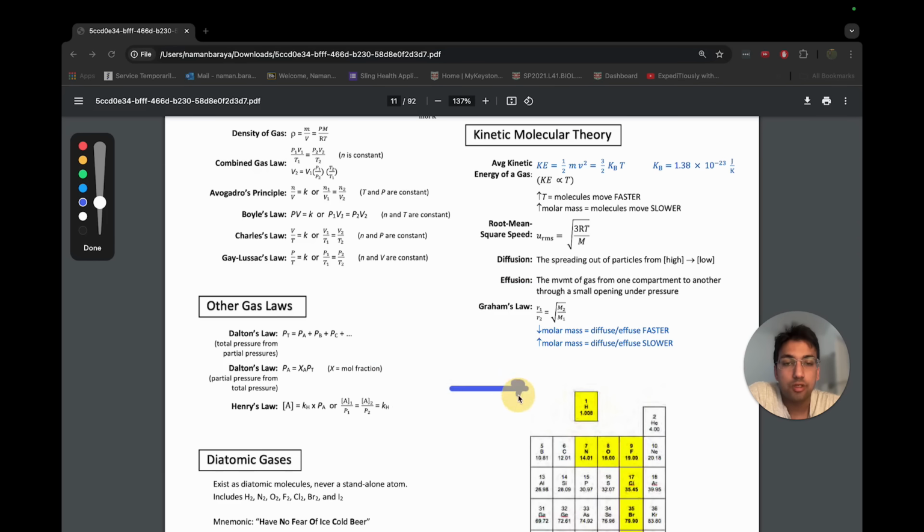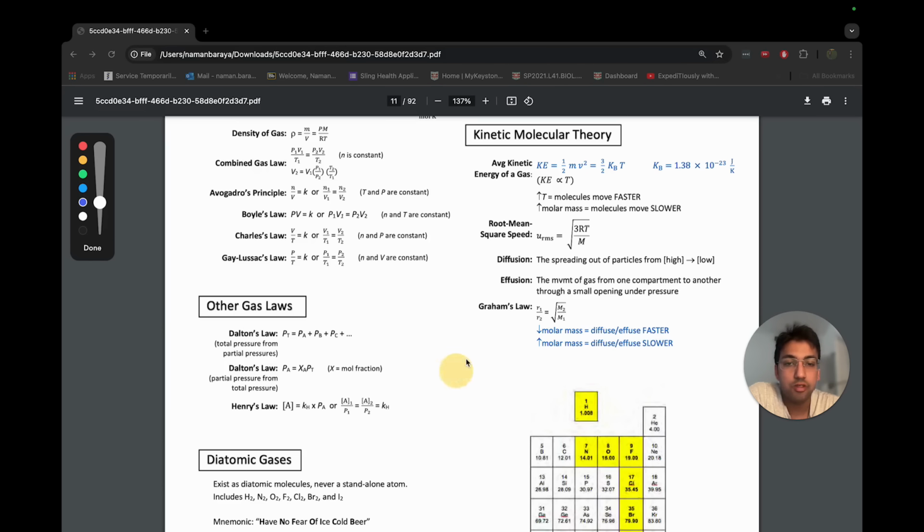And it's usually through a smaller opening, so it has to be through a smaller opening. That's effusion. Okay, now we have Graham's law. Graham's law is basically that R1 over R2 is inversely proportional to the square root of M2 over M1. So basically what that's saying is that the greater the molar mass, the slower the diffusion or effusion.